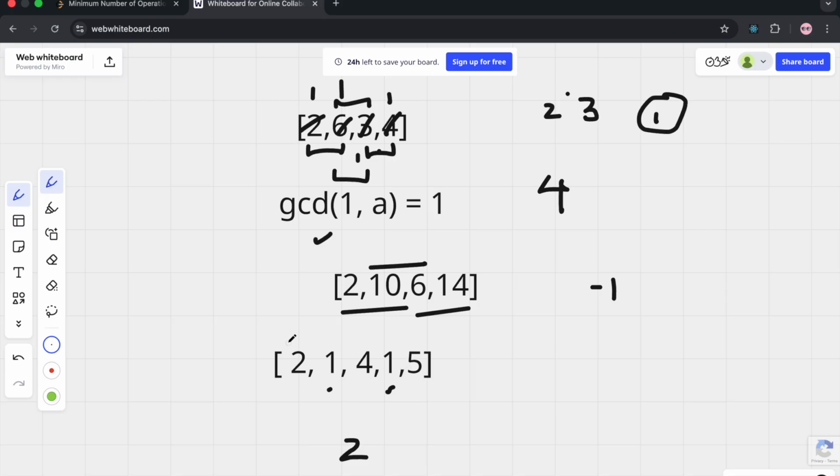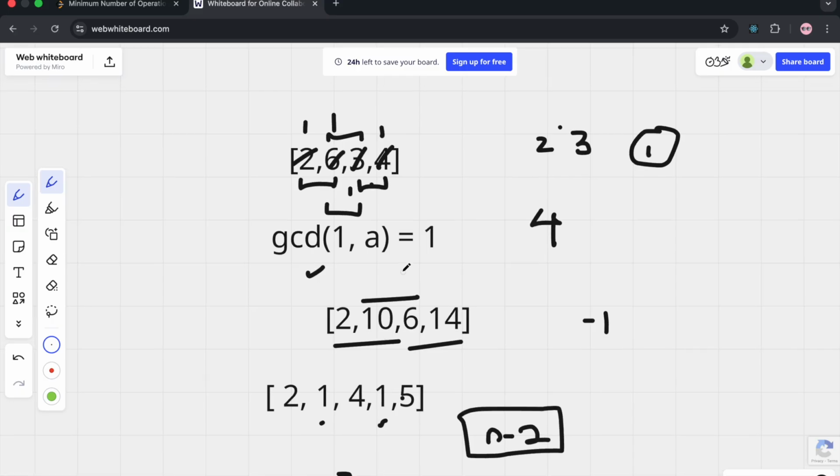So we need to pair 2 with someone, and 4 with someone, and 5 with someone. So we require three operations. So this is basically n, that is the length of the array, minus the number of ones in the array, that is 2. Right. So this will be our answer. So this is how, if any one is present in the array, then this is the answer.